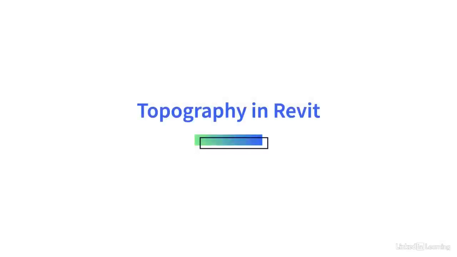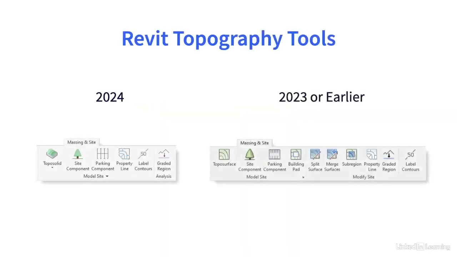Before we get into the specifics of working with topography and Revit, I thought it would be important for us to discuss some of the things that are new in the software and that have changed since previous releases. So, this course is recorded in Revit 2024. If you're using Revit 2024 or later, then you will be using the Topo Solid tool in Revit. However, if you're familiar with versions 2023 and prior, then you would have had the Topo Surface tool. So this is the most significant difference between the two releases.